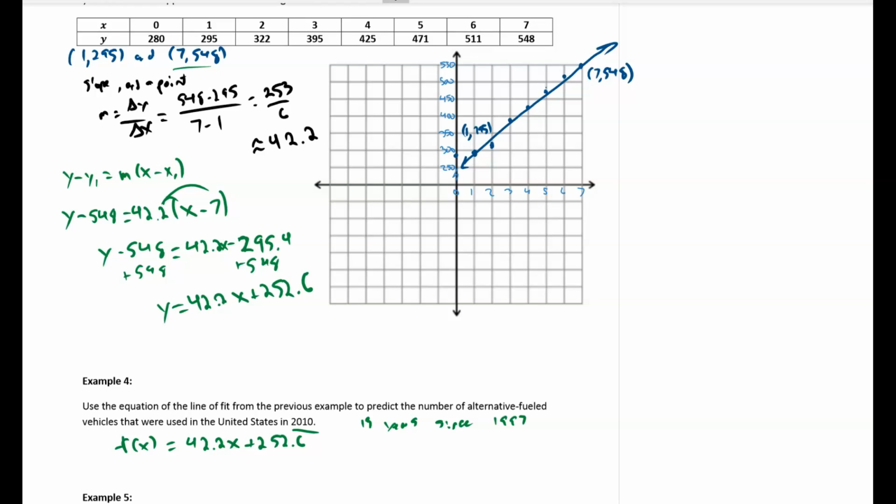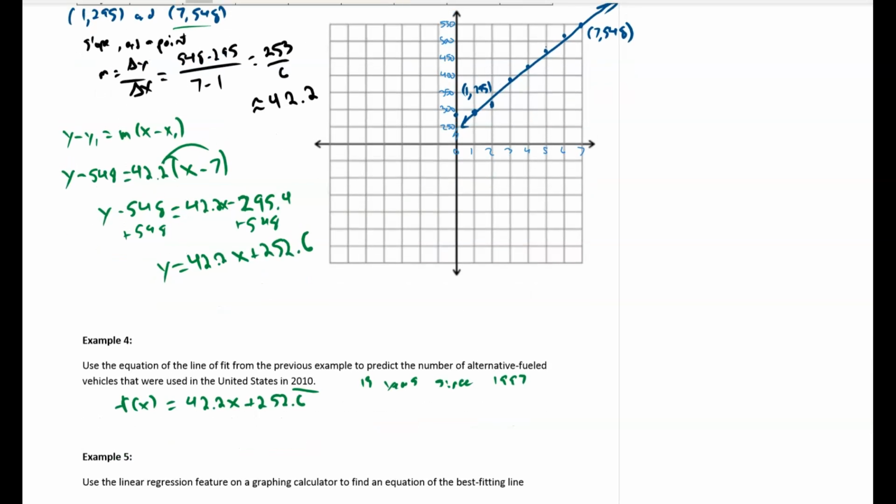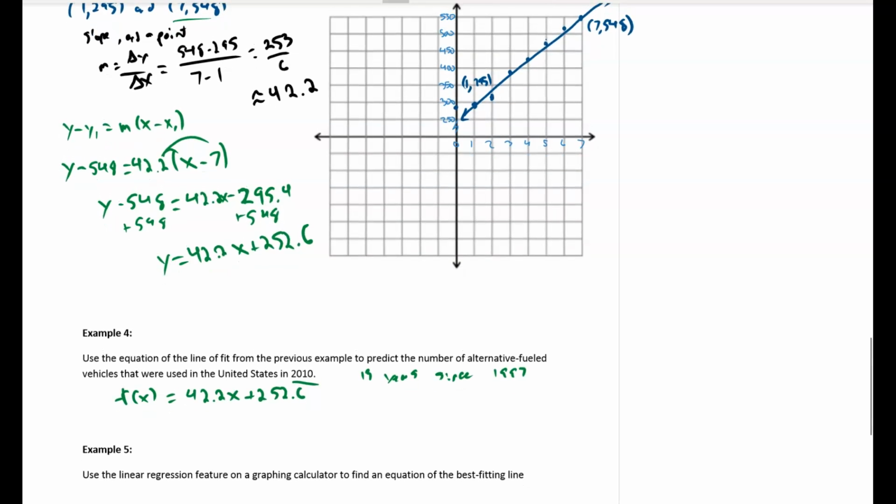This was the linear equation I created. If you chose 2 other points, you'd have a similar, probably slightly different looking equation. That's perfectly fine. We want to use this to approximate when we have an x value of 15 years. That's like saying, what is f of 15 then? So f of 15 becomes 42.2 times, instead of x, I replace that with 15, plus 252.6. Plug that all into your calculator.